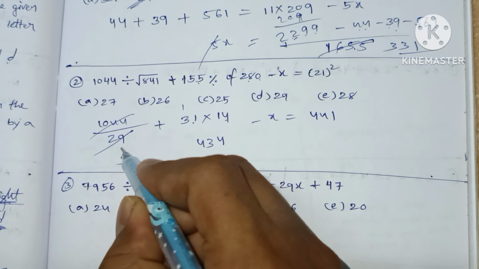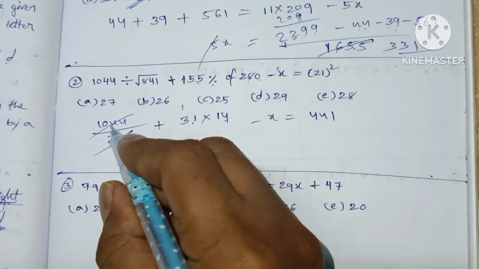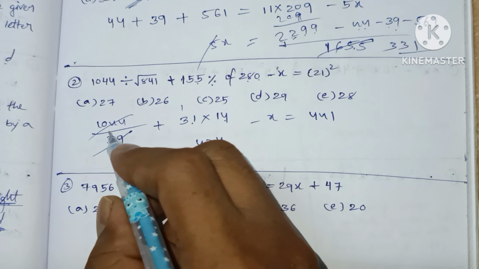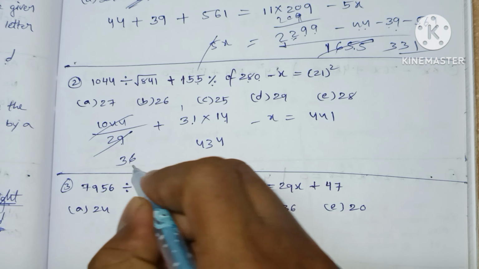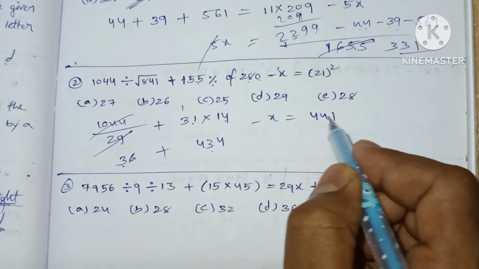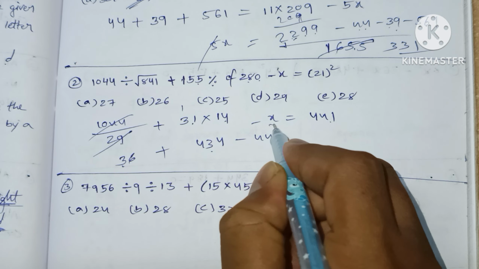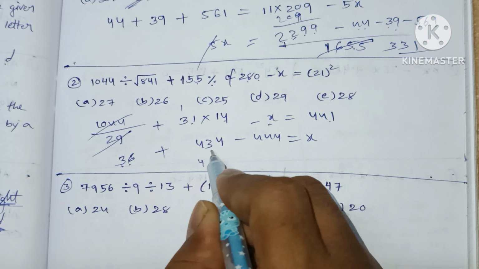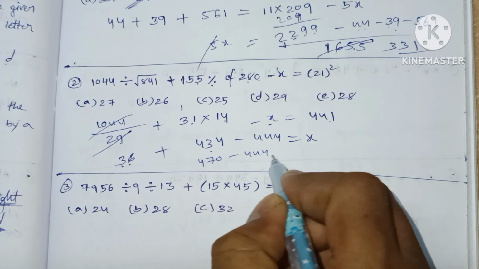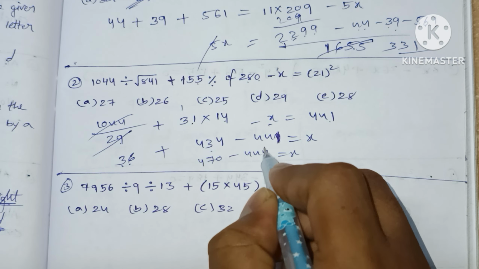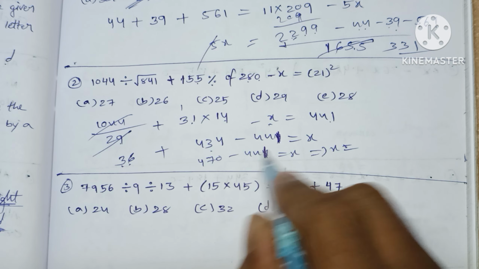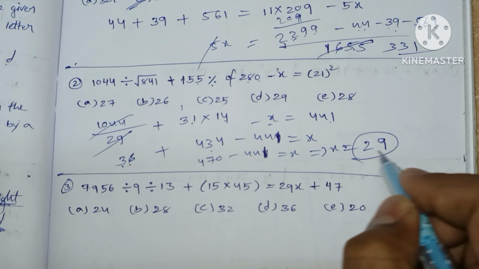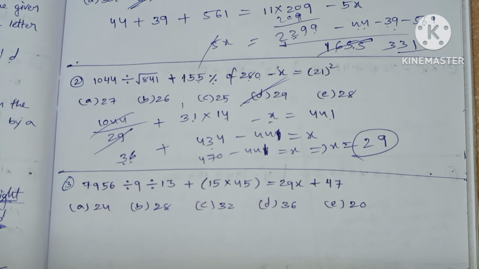29 3 times is 87. 13 plus 4 is 17. 174. 174 means 29 6 times. So 36 plus 4 is 34. This comes this side, 441, and it will go that side. We have this is 470 minus 444 equals to 441. So the x value will be 9, 2 29. Option D.